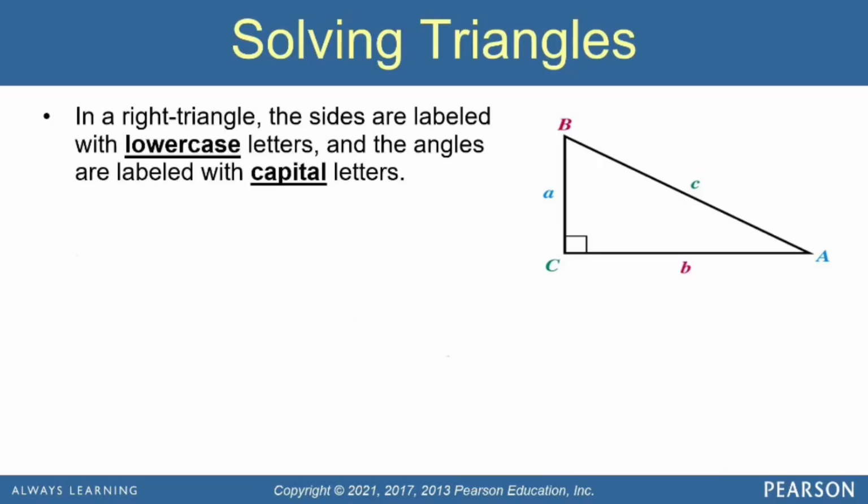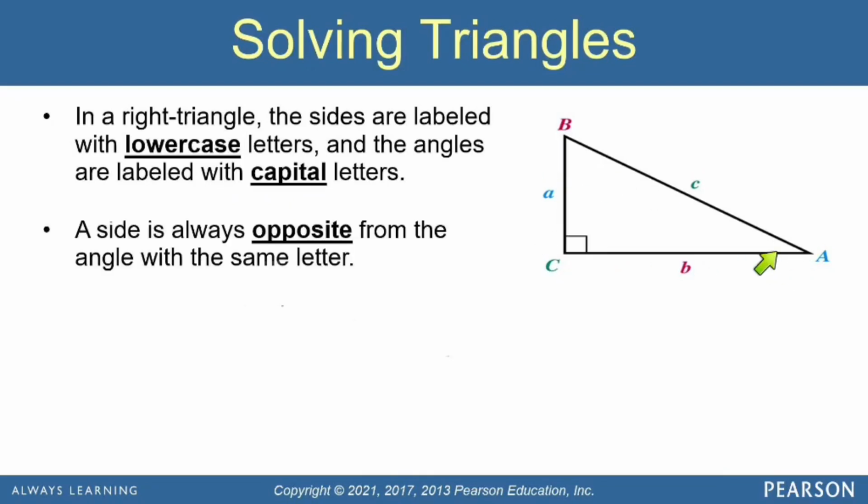So before we start solving, the first thing we need to do is get used to how these triangles are always labeled. In a right triangle, the sides are always labeled with lowercase letters, and the angles are always labeled with capital letters. So you can see that here. Notice that a side is always opposite from the angle with the same letter. So for example, angle capital A is opposite from side lowercase a. And the same is true for B, and the same is true for C.